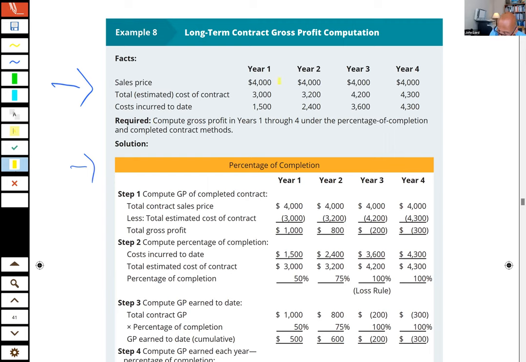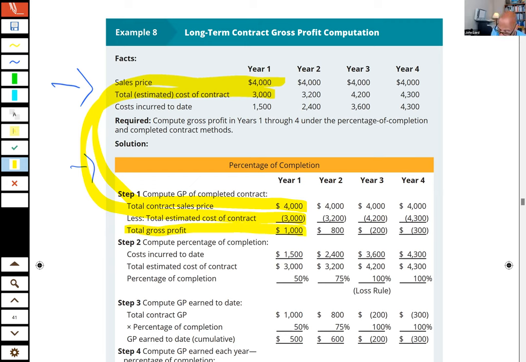So we have a sales price of 4 million, okay? So when I do step one, I need to take the sales price minus the estimated total cost, right? So I think I'm going to have a profit of $1,000,000 on this, okay.